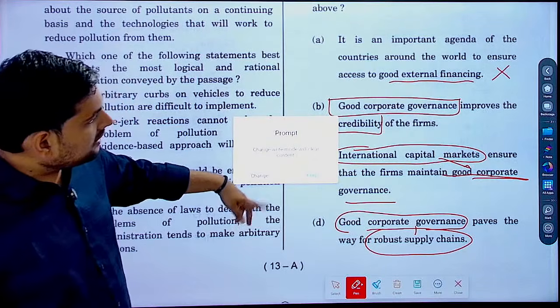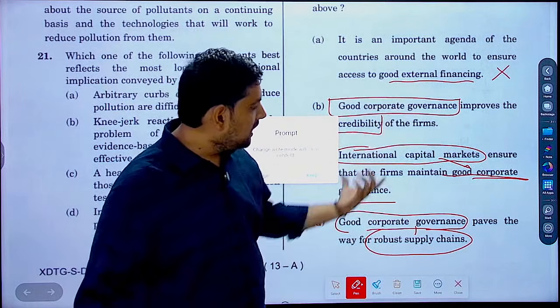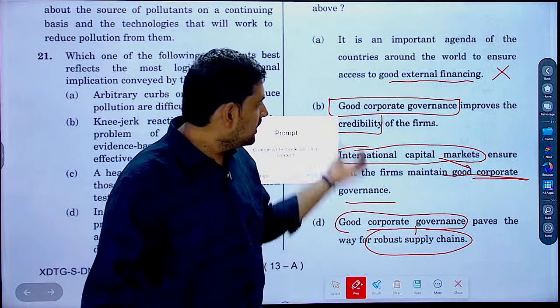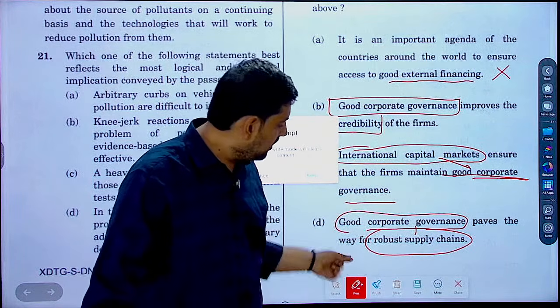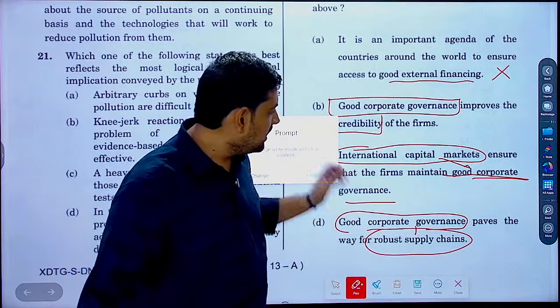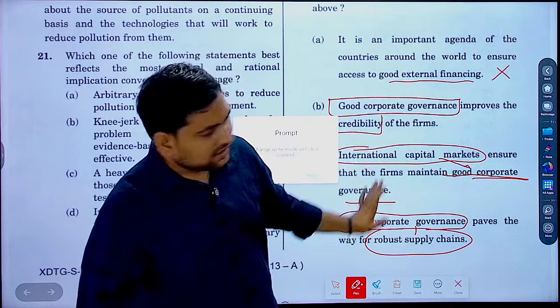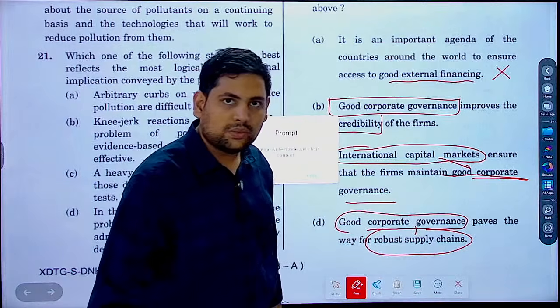So you have it in your mind, good corporate governance is common, correct? Now this one is saying that it gives credibility to the firms. This says that it creates robust supply chains. This is saying that international markets actually ensure good corporate governance.